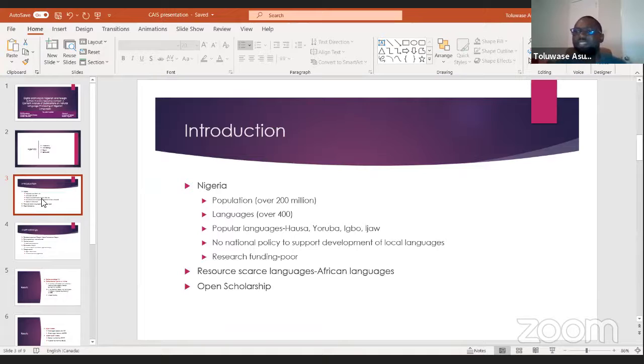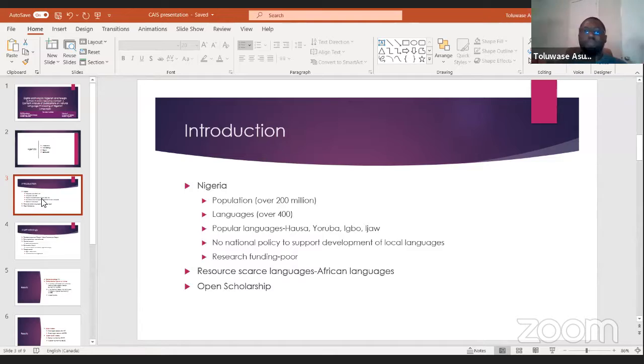Generally, African languages are resource scarce languages. They don't have electronic corpora, unlike English, where probably billions of texts are automatically generated online every day. There are no electronic keyboards for most of these languages. Their texts are different from English text, and some of them use diacritics, so the conventional keyboards don't really work for them.